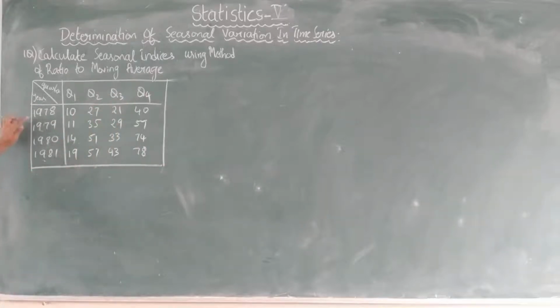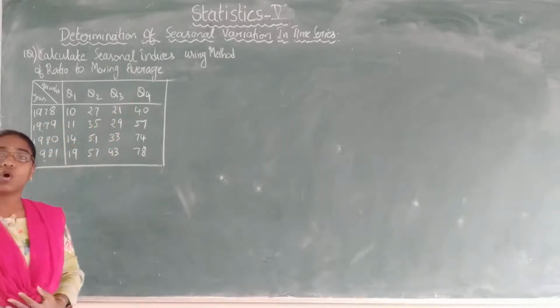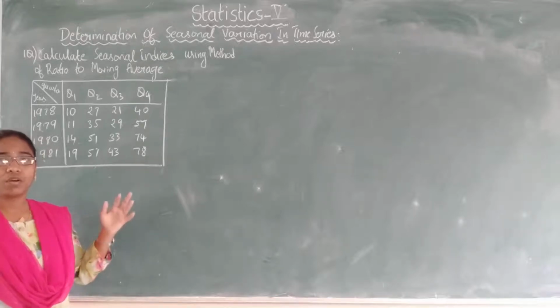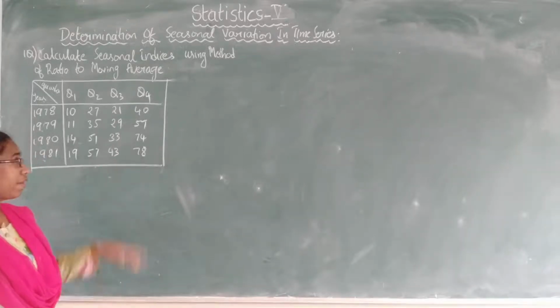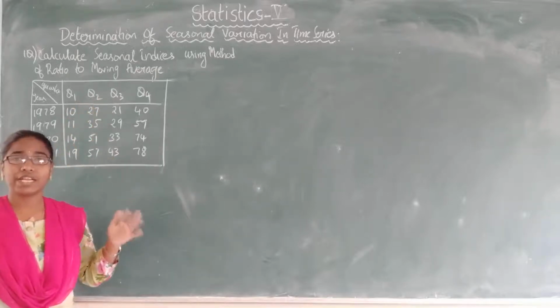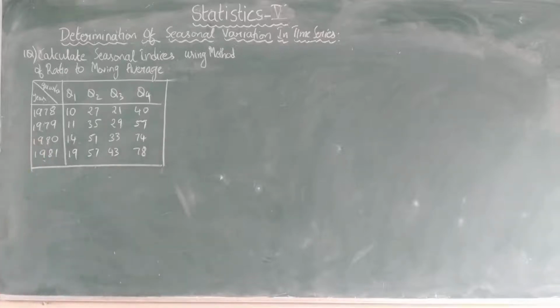There are 4 years mentioned in the question, that is 1978, 79, 80 and 81. Corresponding to each year, 4 quarters of data are given. Always, for measuring the seasonal indices, the data should be of less than 1 year format, right? So here we have quarterly data. Either our data will be quarterly or monthly, and here quarterly data is given.